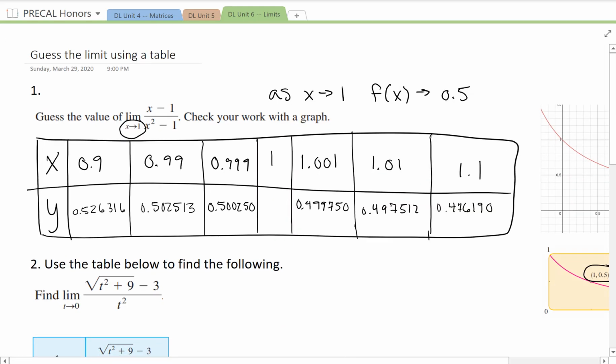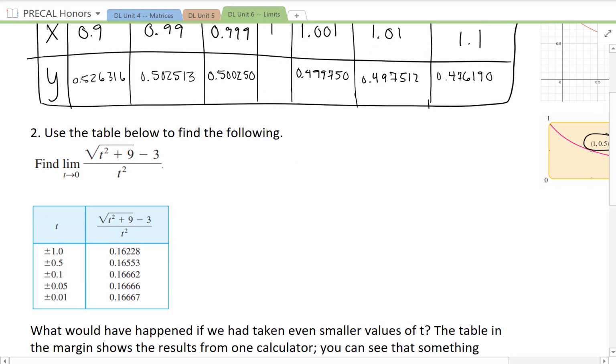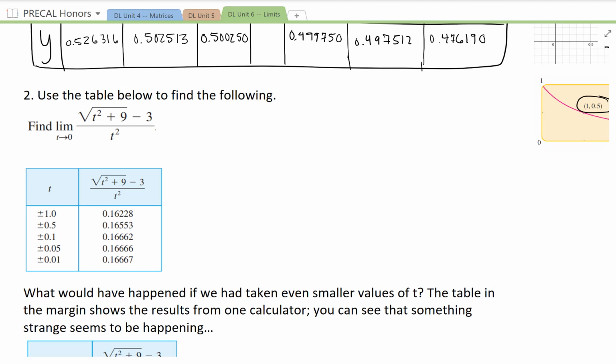F of x can be undefined, and you can still have a limit because it's not what exactly is the value of f of a necessarily. It's what is f of x approaching as x approaches a. Continuing on, use the table below to find the following.